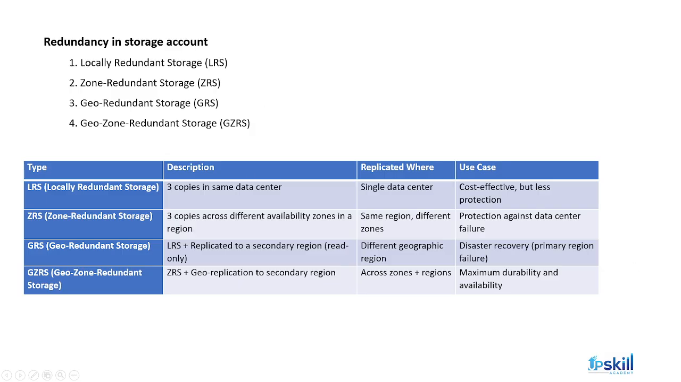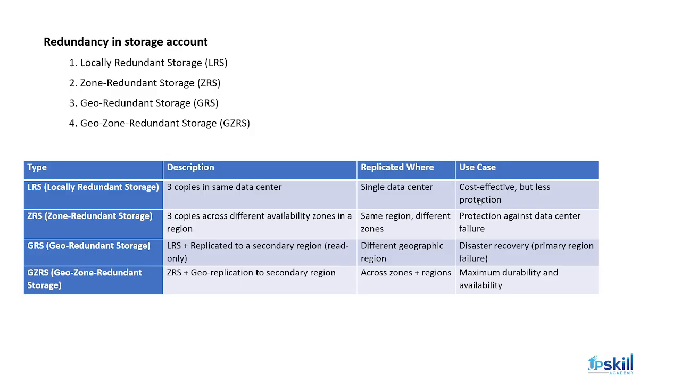All right. So the first one is local redundant storage, which is used for replicating the data three times within a single data center. And it replicates where? Within the single data center. The use case of local redundant storage is that it is cost effective because it is copying or replicating the data into the single data center, but it is providing less protection. All right, and it is best used for low cost non-critical data like backups.